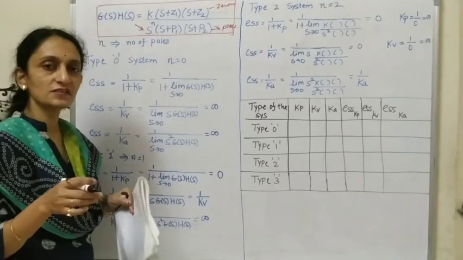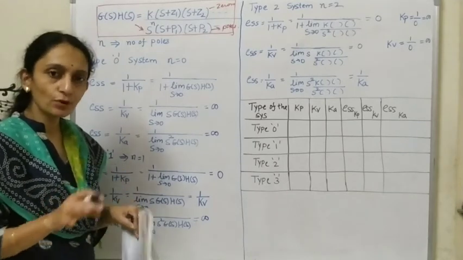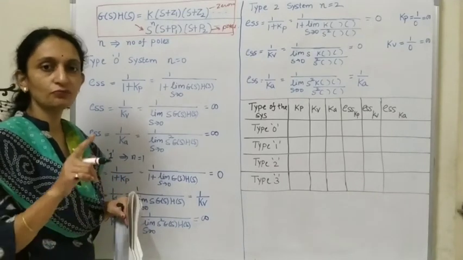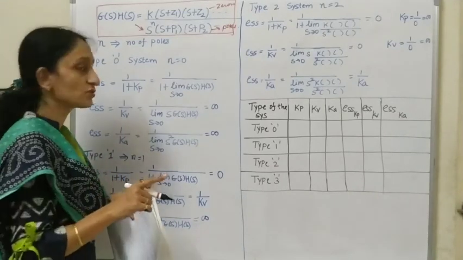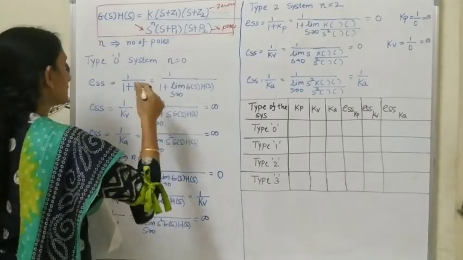Again I am repeating, what is the type of the system? Type of the system is nothing but the number of poles at origin. If there are no poles at origin, what will you say? Type 0 system. If one pole is there at origin, that is type 1, and so on.